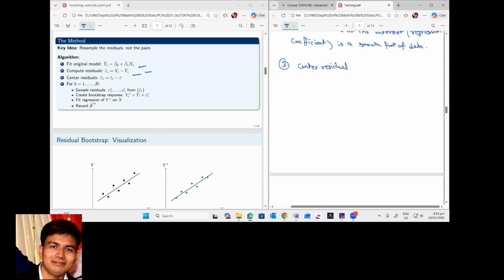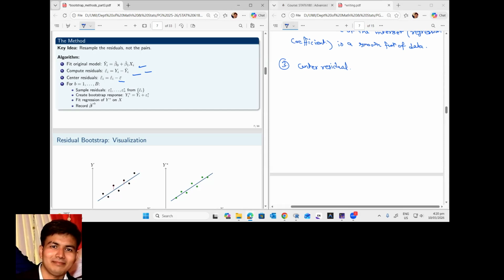So centering the residuals with respect to their mean ensures that the bootstrap errors have mean exactly zero, which is necessary because the true errors are assumed to have mean zero. Okay, so what effect will happen when we take it as zero?